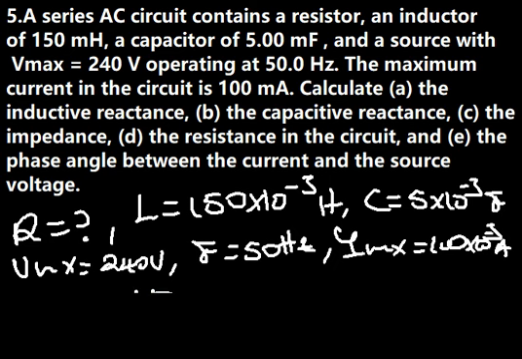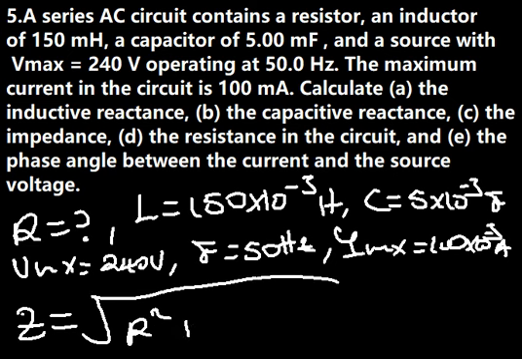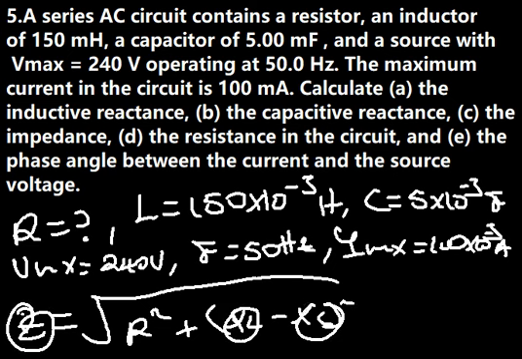Now it says that we should calculate the resistance in the circuit. So we'll go back to the formula for the impedance, that says the square of R squared plus (XL minus XC) to the power 2. Since we have these, we'll be able to get the resistance that way. So take note of that.